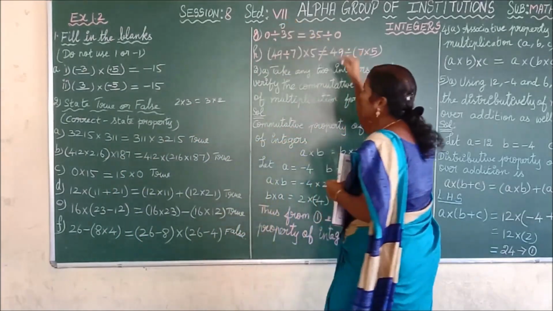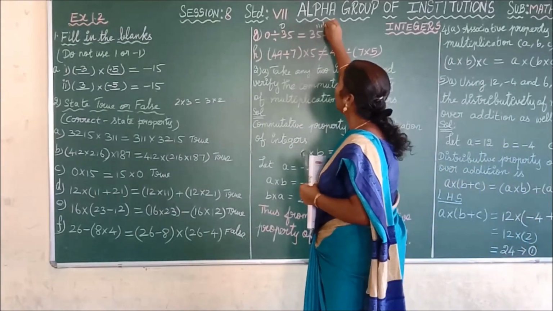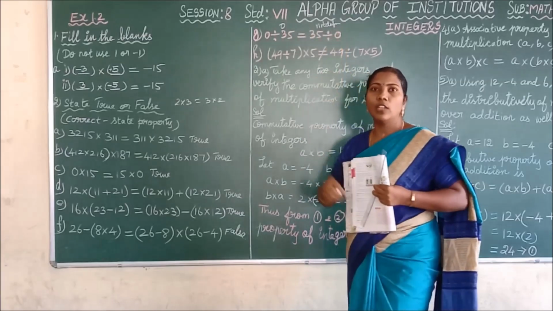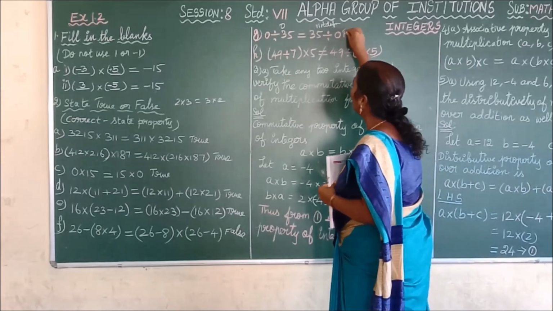And 35 divided by 0 is not defined. So 0 equal to not defined they are giving. So this statement is false. So you have to write here false.